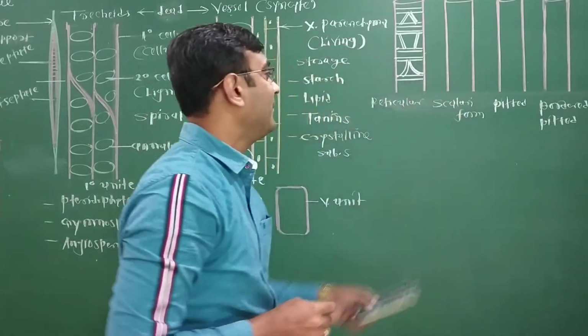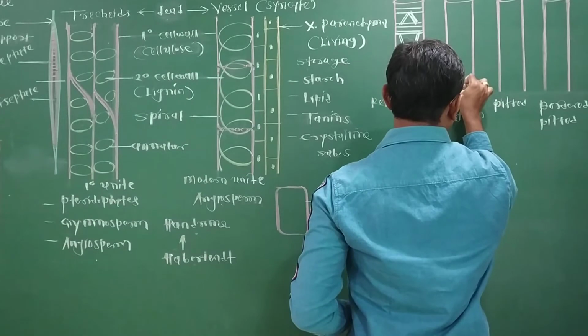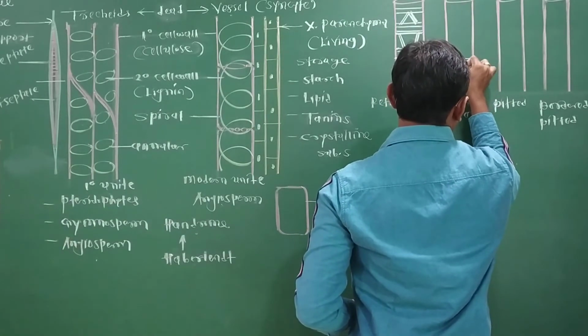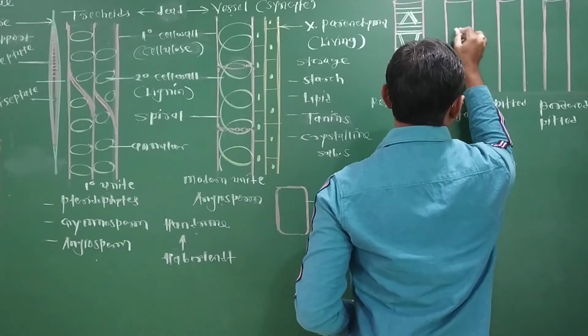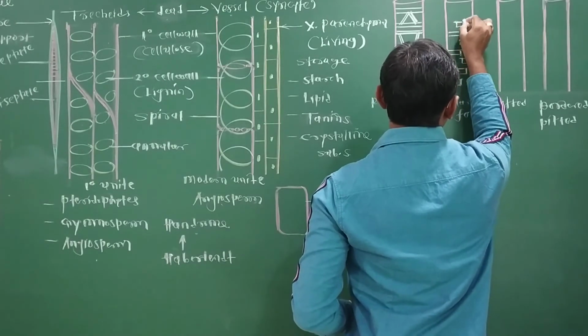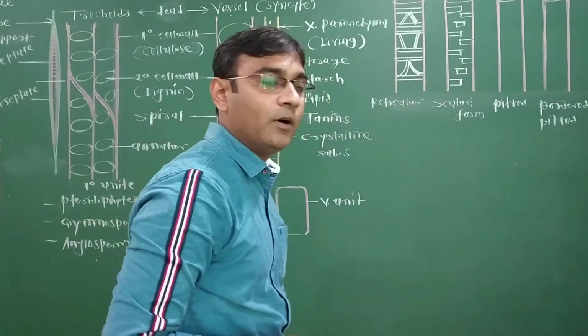This is reticular pattern of thickening. Now scalariform means step by step. One step, okay, second, third, fourth. It's like a ladder. This is scalariform thickening.